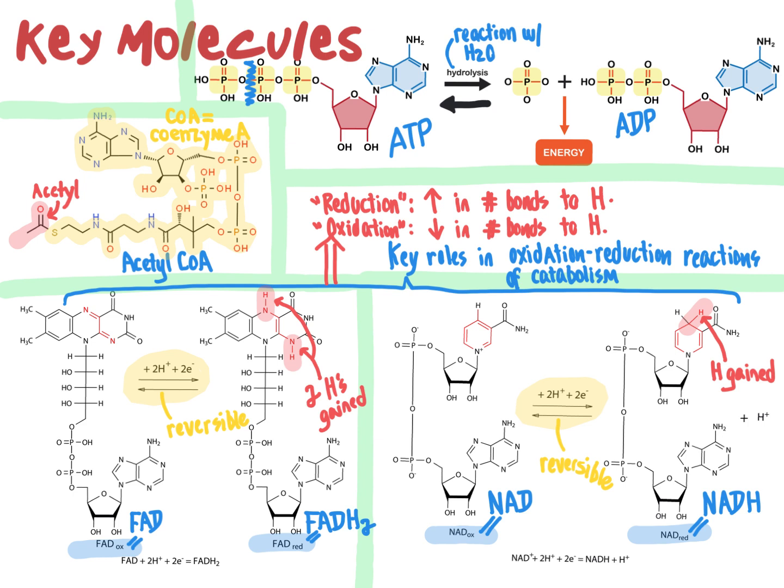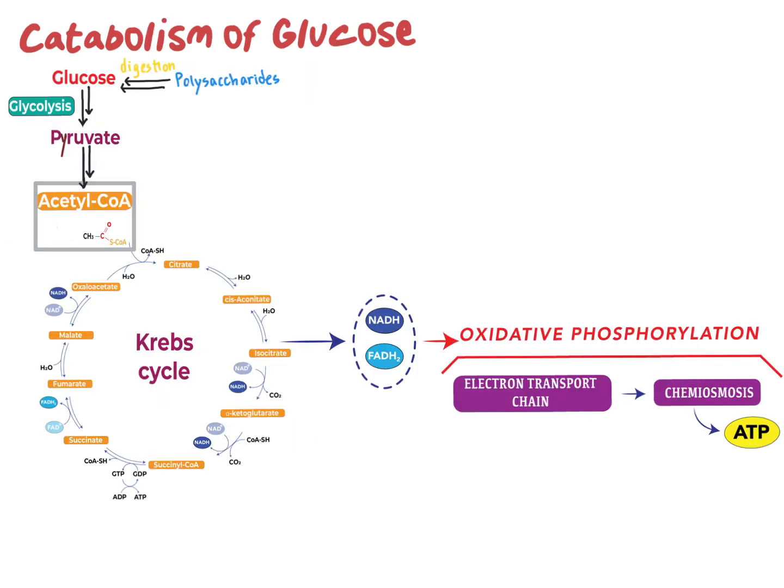Now that we've taken a closer look at these structures, we are ready to dive in to looking at some of the processes that break down glucose to ultimately yield ATP and how these molecules we see here play into that elaborate scheme. Let's take a look now at the process of catabolism, where we start with polysaccharides.